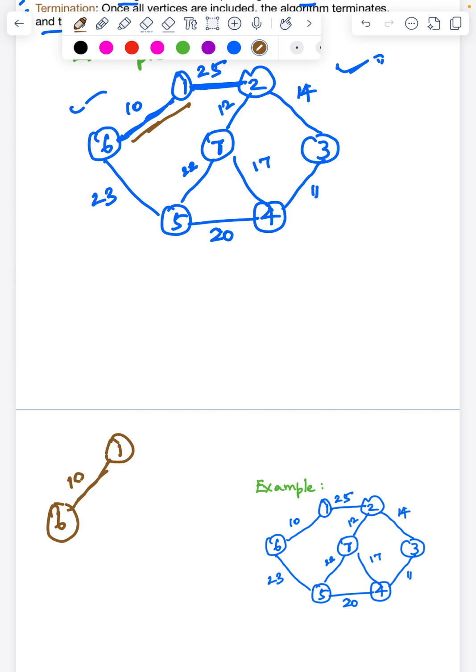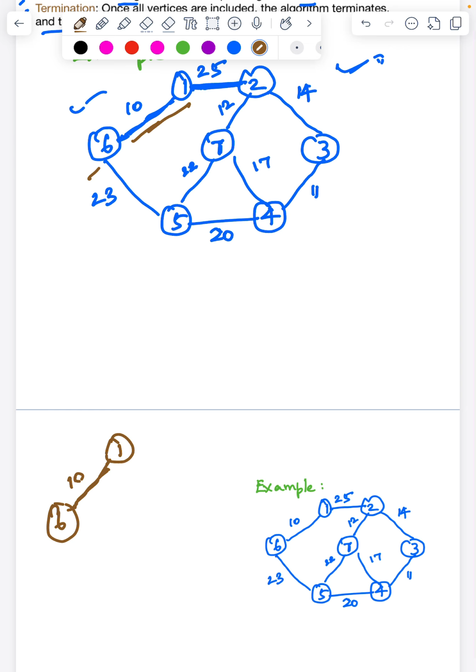You have to look for the fringe edges, and from those fringe edges you have to take the minimum cost fringe edge. So from the given graph, we have taken 10. Okay, we have taken 10. So the adjacent of 10, this edge is this 6 to 5, and what is this?